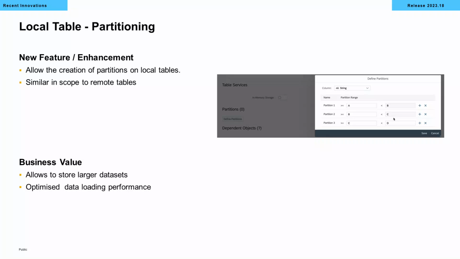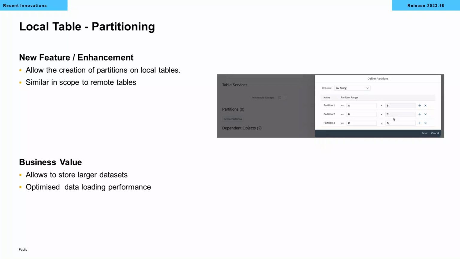The local table partitioning user story now allows us to partition local tables. Previously, we only had the ability to partition views and view persistencies, as well as remote tables. Now, this feature is also available for local tables, either to allow storing larger data sets or to help with the data loading performance. And it basically orients itself on the scope that we had with the remote tables.